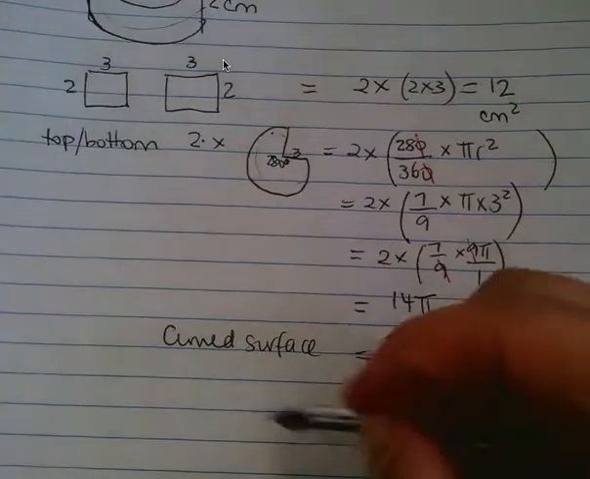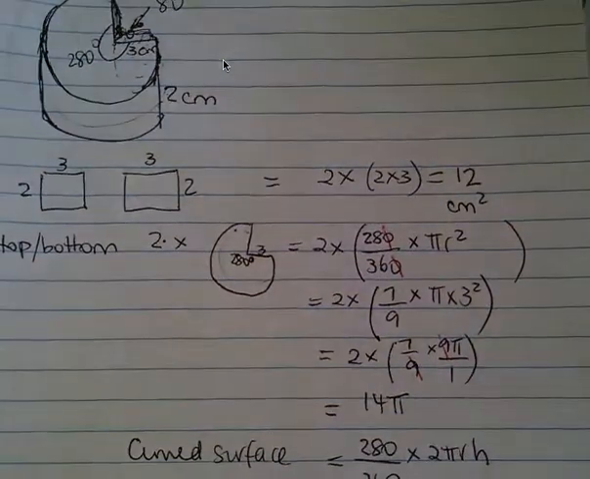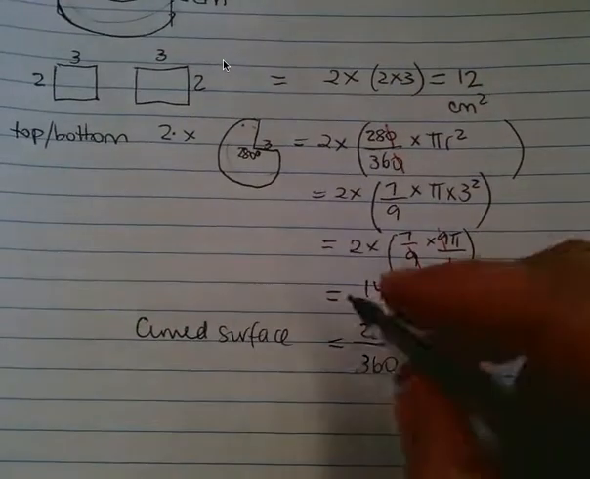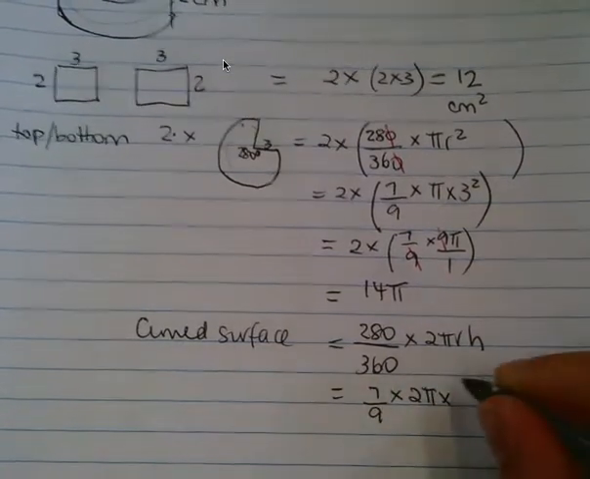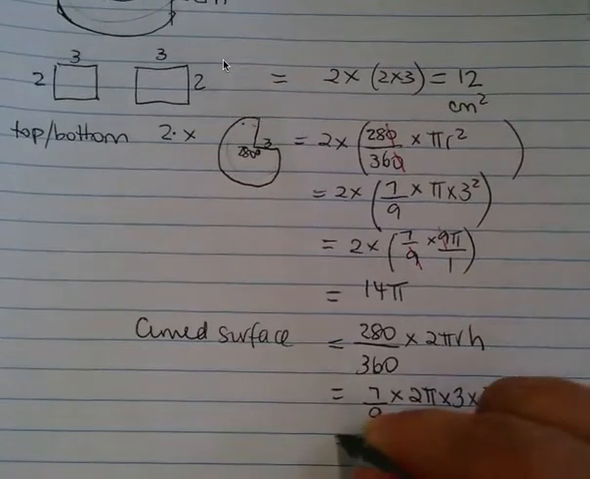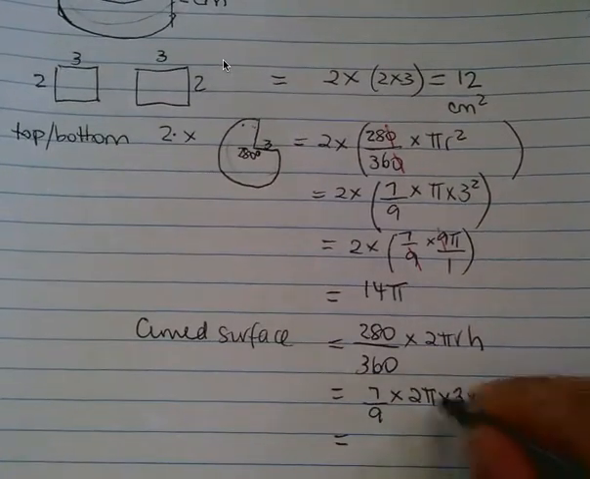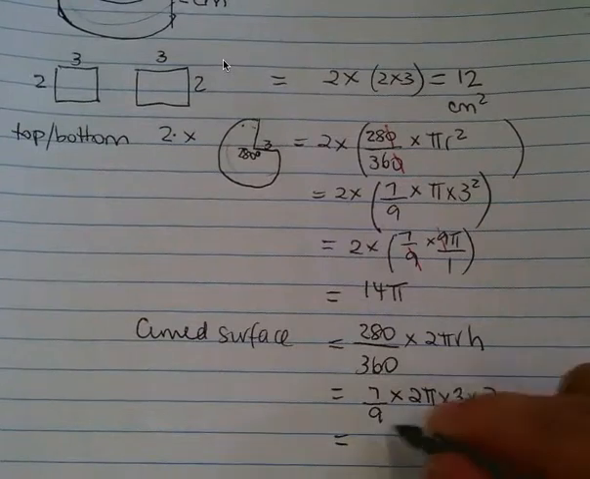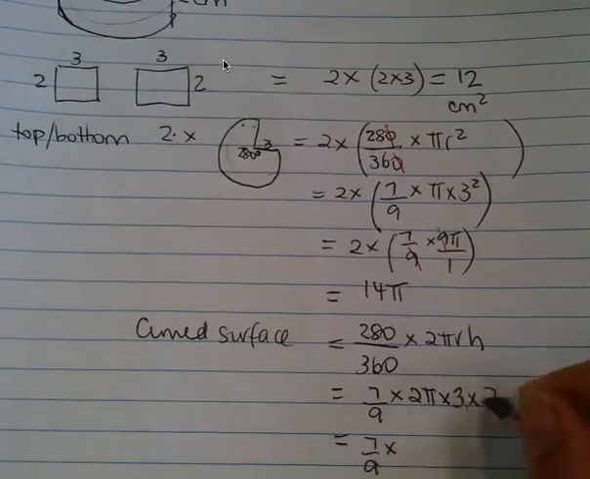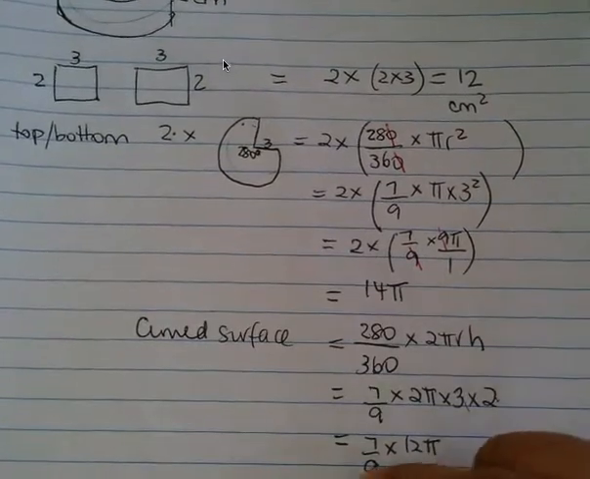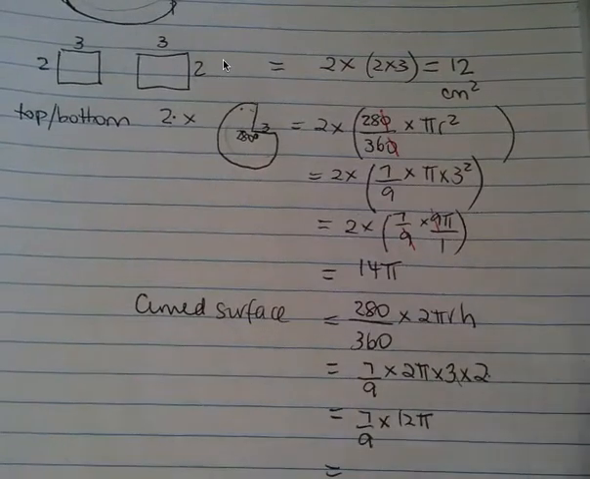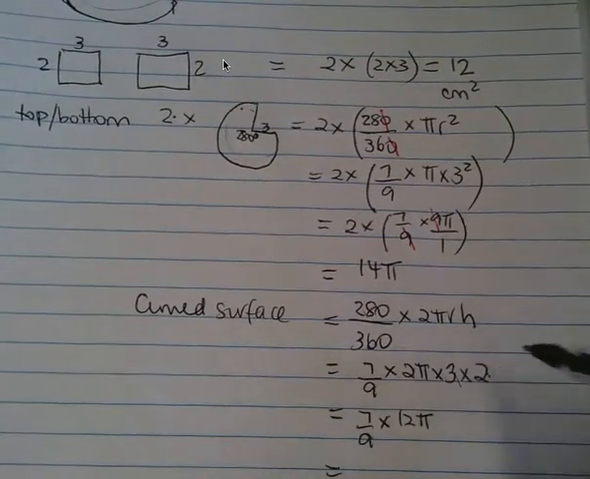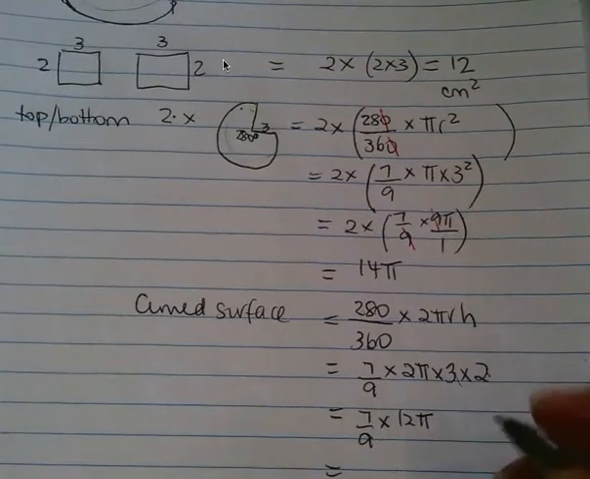But you're going around only 280 degrees out of 360. So again, 280 over 360 is 7/9 times 2 pi times. The radius is 3 and the height is 2. What's that? 6, 12. I could have cancelled and done the 9 and the 3 here, you know. It's 28 over 3.